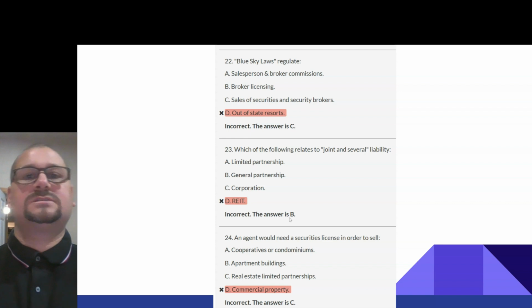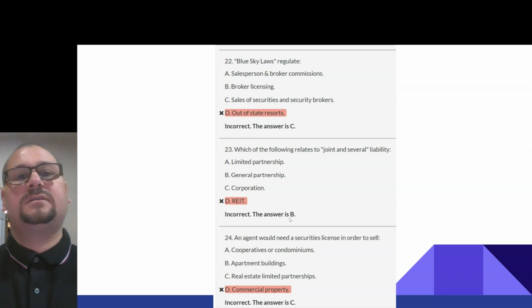Blue sky laws. Okay. What do they regulate?